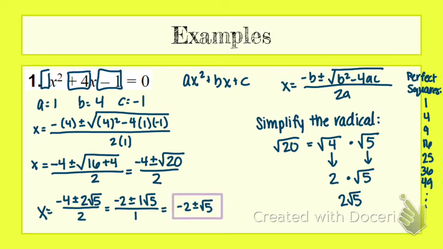That's the solution. There's the positive solution, where negative 2 plus the square root of 5, and then there's the negative 2 minus the square root of 5. Those are our 2 answers.